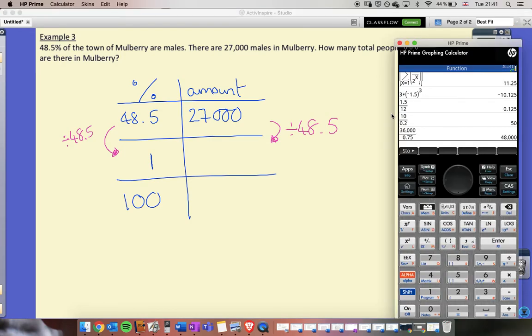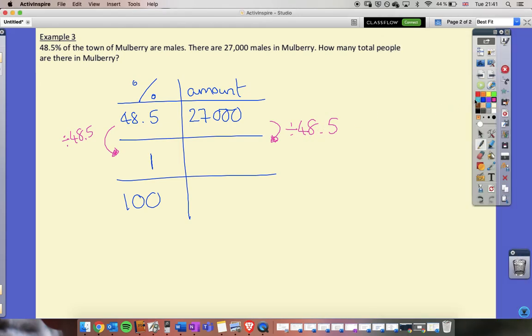Let's check that. 27,000 divided by 48.5. Oh, not a particularly nice number. Let's say 556.701. It kind of goes on, doesn't it? Doesn't seem to be any sort of pattern.